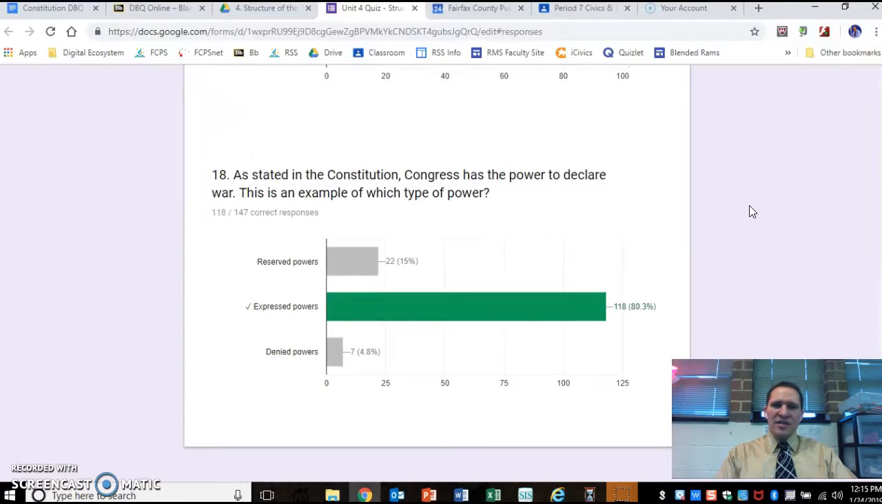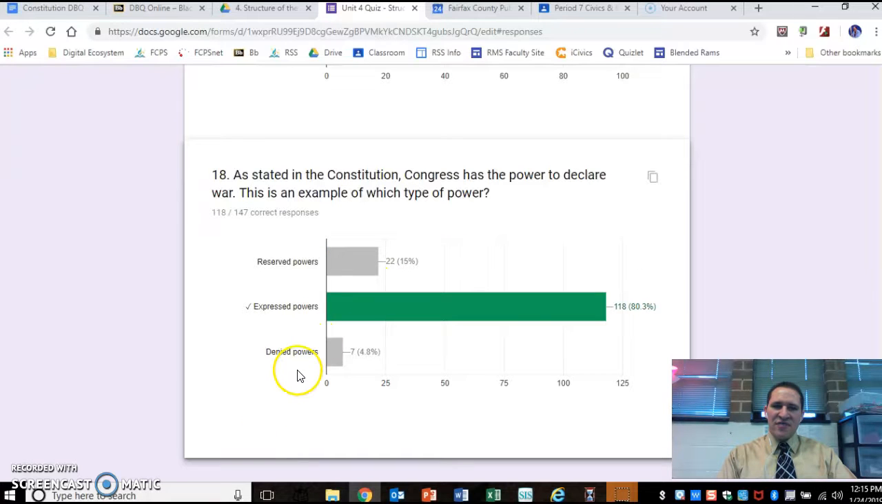And then the last one's express powers. Declare war. Only the national government can do that, not the states, and it's definitely not denied. That would leave us in a tough situation if a country attacked us. All right, hopefully this helped going over these questions as you review for your Unit 4 and 5 test coming up in the near future.